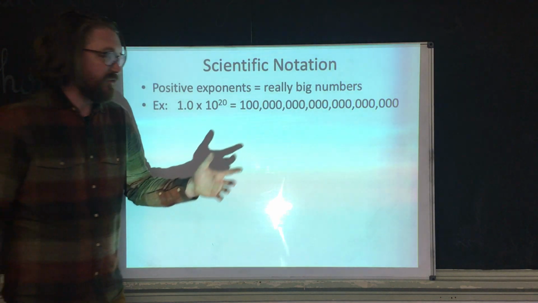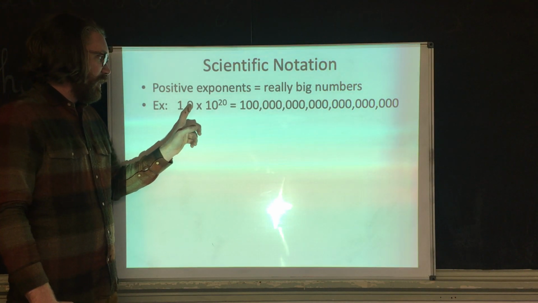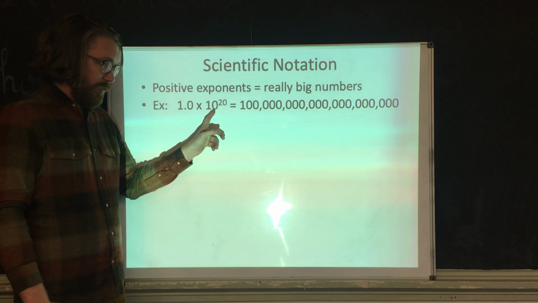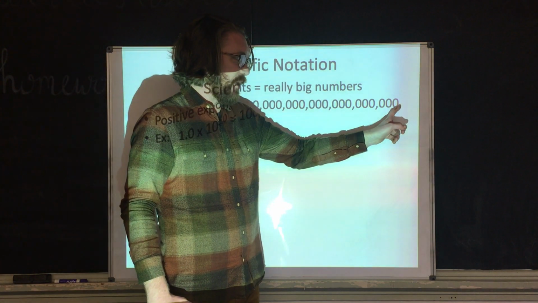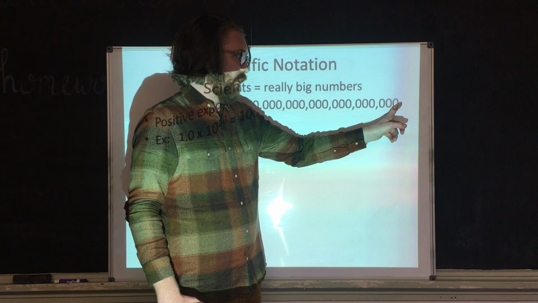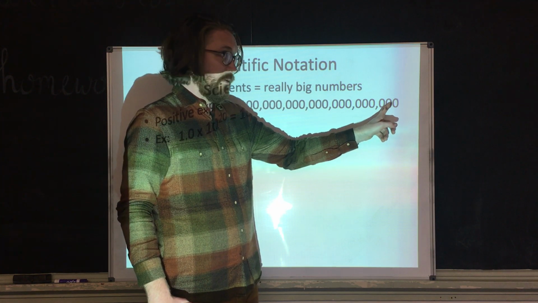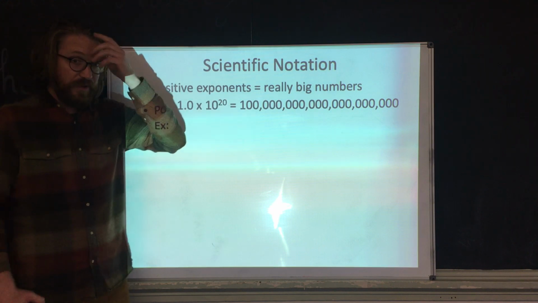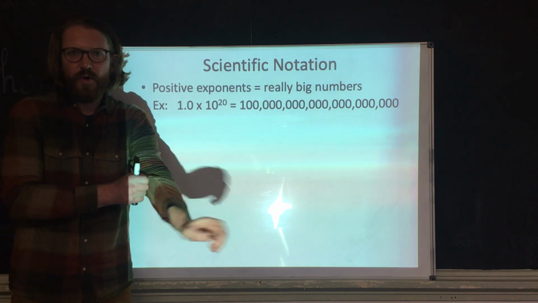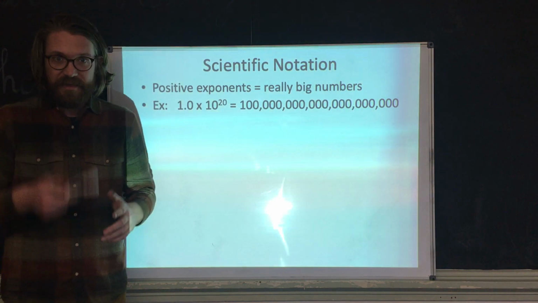And all this is the number 1 times 10, 20 times. So every time you multiply by 10, you get another 0. 1 times 10 is 10. 10 times 10 is 100, 100 times 10 is 1,000. And you do that 20 times and you get this number, which is like 100 quintillion. I'm not making that up.